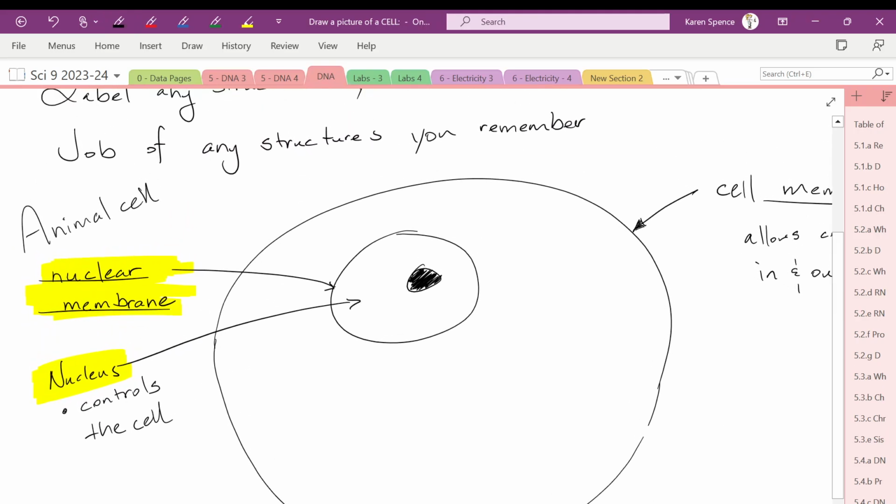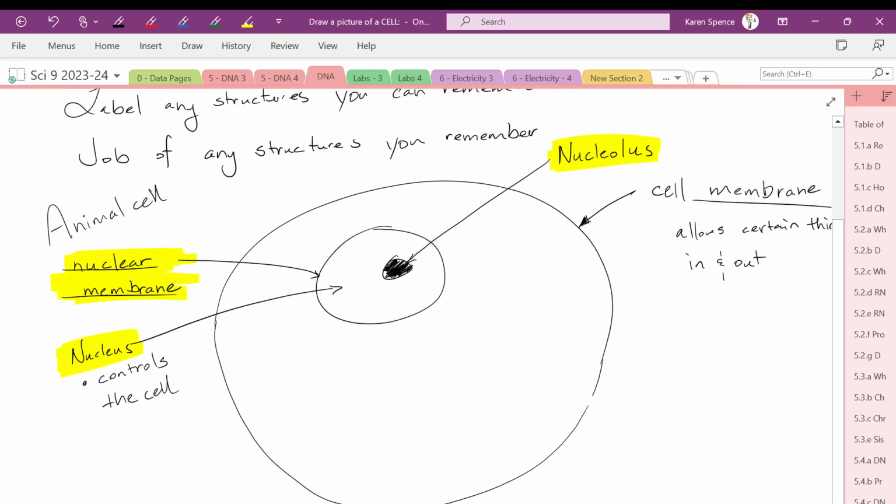I don't know if you learned this one last year. We'll find out. So we have the cell, we have the nucleus, and then we got a black spot inside the nucleus. That is the nucleolus. So we have the nucleus and then we have the nucleolus. I don't know if you guys know what the nucleolus does. It's not one of the more obvious ones. Anyone know that one? We'll come back to it later.